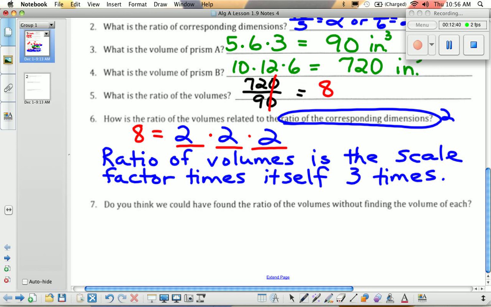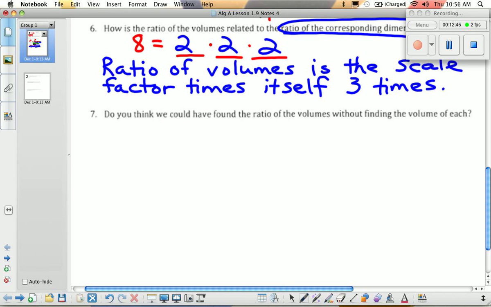Okay, so do you think we could have found the ratio of the volumes without finding the volume of each? What do you think? Did we really have to go through all that work finding that volume? Think there were any shortcuts? From what we learned yesterday and from what we stated, what do you think we could have done instead?